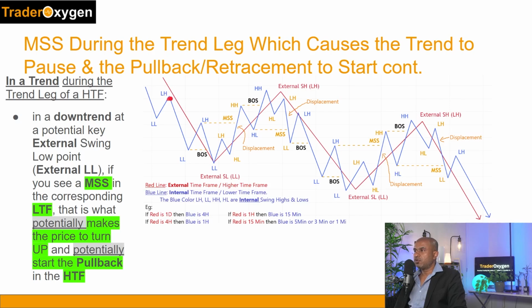Okay, so now let's look at the same example in a downtrend. In a downtrend, you will be selling here when the higher time frame is in a downtrend. Let's say you were selling here, but how do you know when to stop selling? Again, the answer is in the lower time frame: if you see a market structure shift, then you stop selling, because most probably the pullback will start. Okay, let's see what's next.